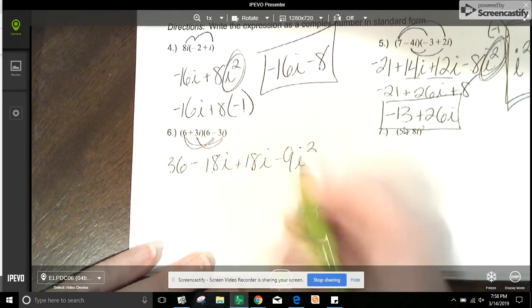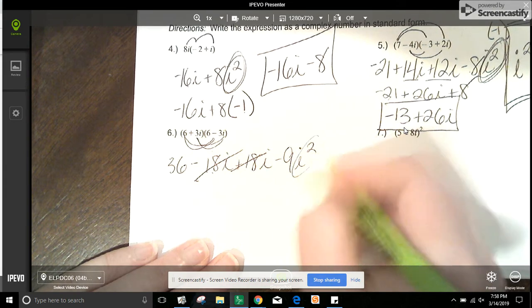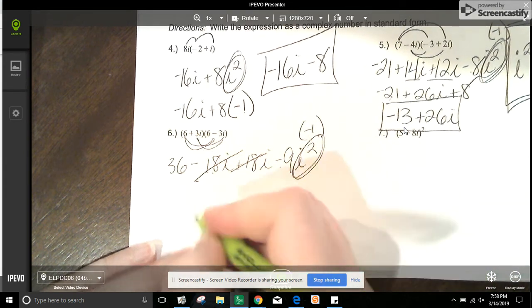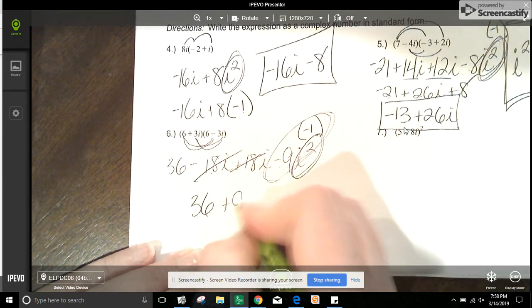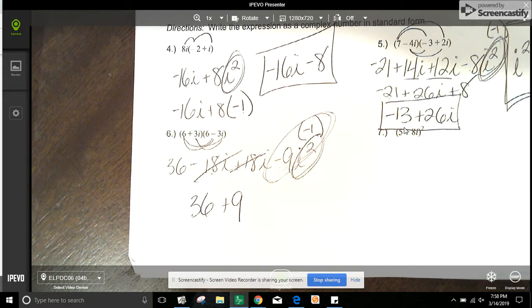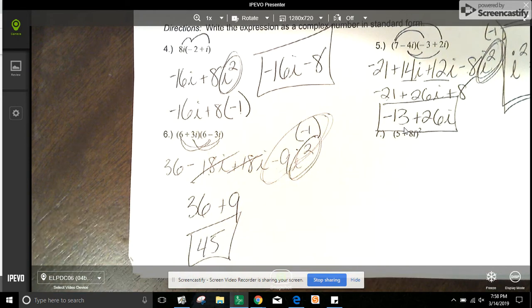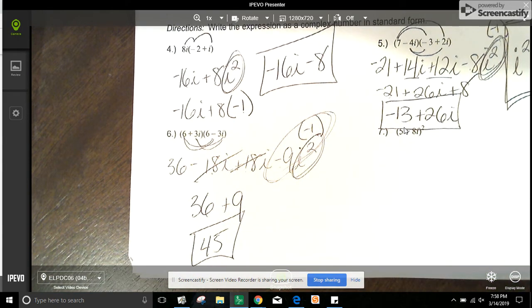So negative 18i plus 18i, these actually cancel. And then remember, i squared can be replaced with negative 1. So this is really negative 9 times negative 1. So really 36. And then this over here becomes plus 9. So 36 plus 9 is 45. Because the i's went away. And then i squared became negative 1.